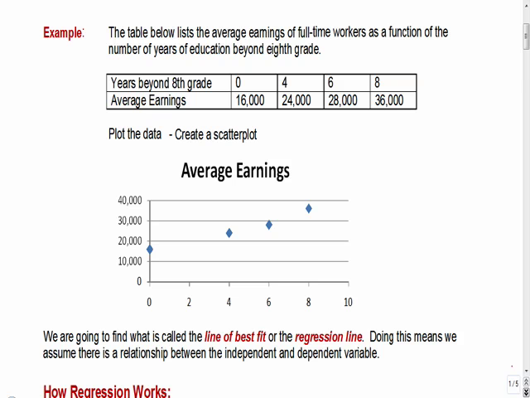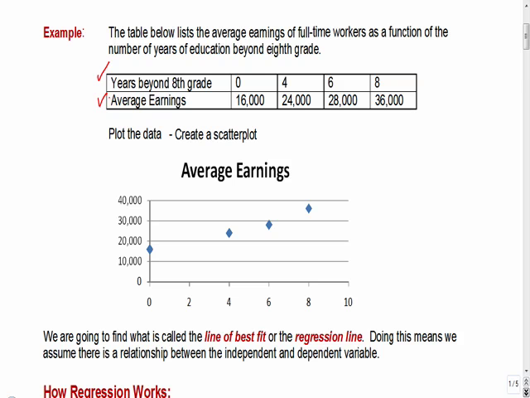Let's start by taking a look at an example. The table below lists the average earnings of full-time workers as a function of the number of years of education beyond 8th grade. So if we look at this particular table, we see years beyond 8th grade and average earnings. So the years beyond 8th grade will be our independent variable, and the average earnings will be our dependent variable if we were to think of this in terms of a function.